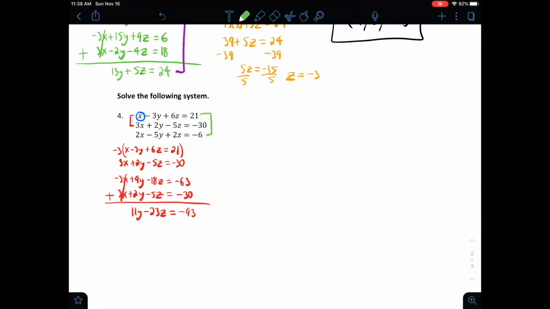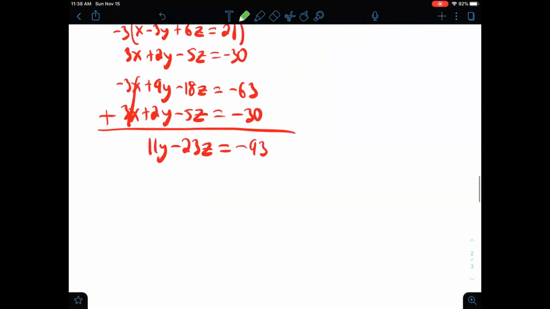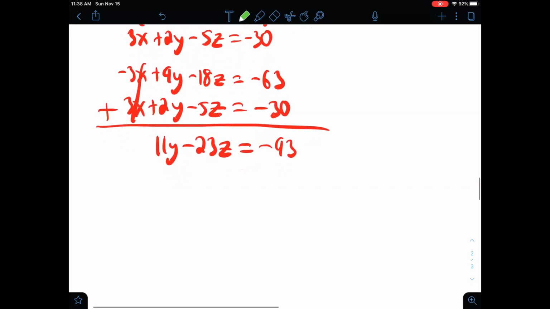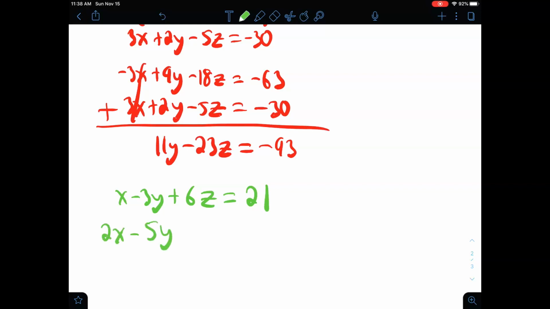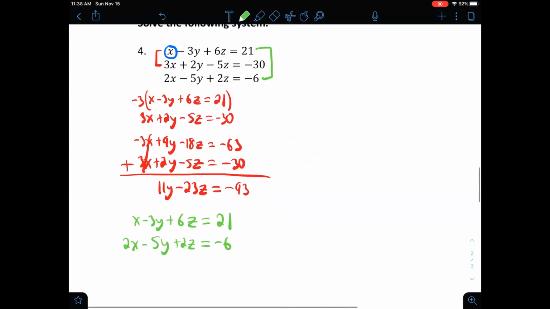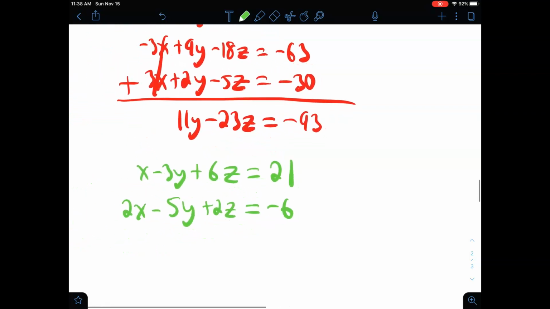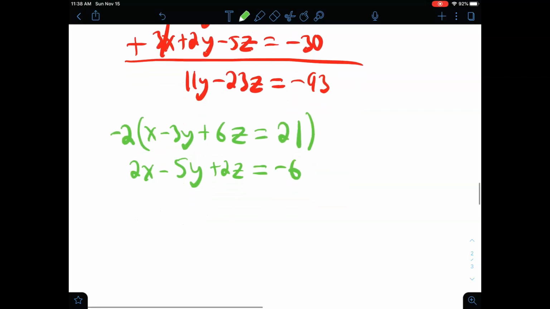Now we got to use the top equation and the bottom equation to get the x's to cancel. So we have x minus 3y plus 6z equals 21. And in the bottom equation, we have 2x minus 5y plus 2z equals negative 6. Let me double check that. Looks good. So we're using the top equation to cancel the x's. What can I multiply the top by to get the opposite of 2x? I can multiply by negative 2 to get negative 2x.